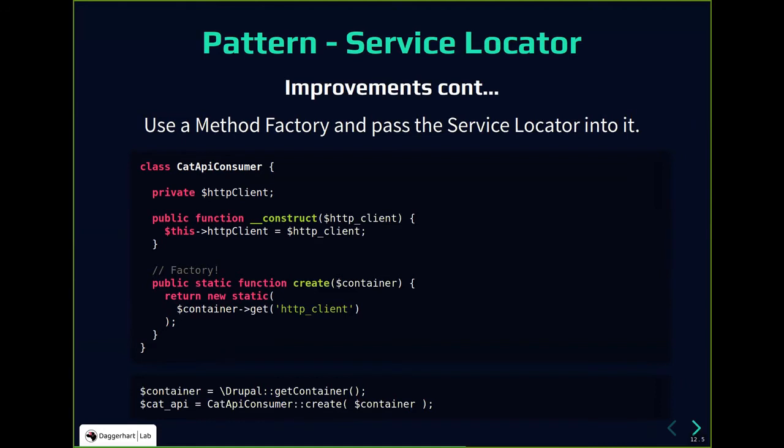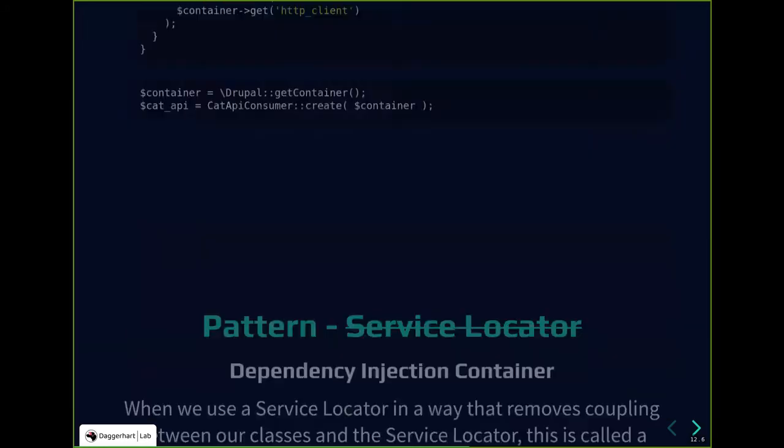I can still create a new instance of the cat API consumer without the service locator. So I've not coupled my class to the service locator by simply adding a method factory to my class. That's a little bit of a leap. So let me go to the next slide, and then let's do questions on this, because I'm hoping to glue this together, because it's going to make a pretty big splash in the way you might write some Drupal code.